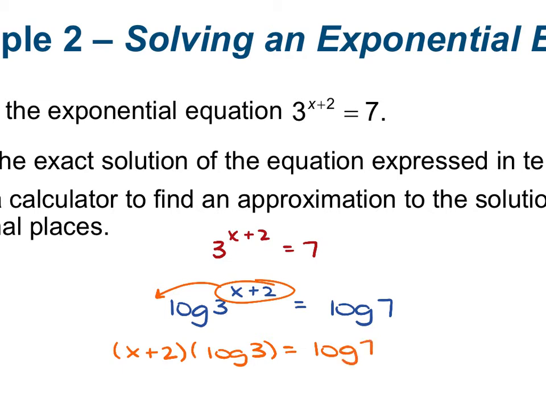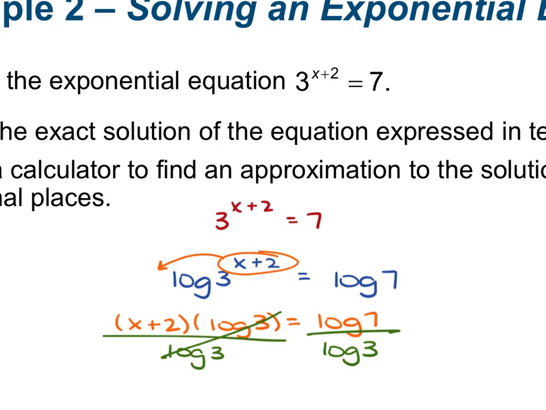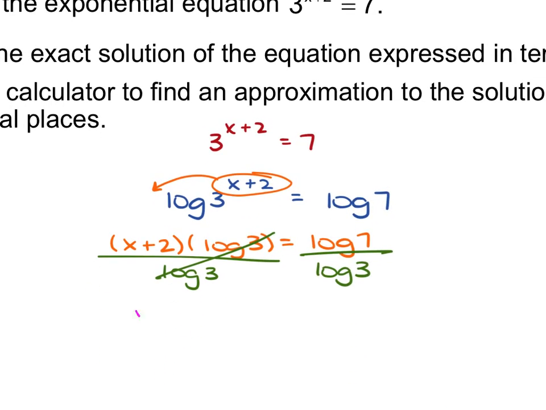From here, you are going to divide each side by that log 3 in order to get the x plus 2 by itself. So we're just going to take the log 3 and divide it over so that it's not on the same side as that x. So from here, you're going to have x plus 2 is equal to log 7 divided by log 3. Now, if I were you, I would hold off on using your calculator until I get everything on the same side with that log, so that your x is by itself.